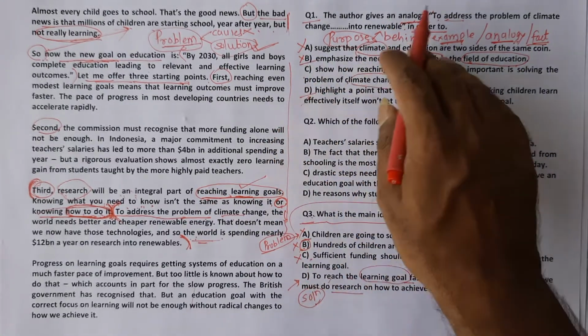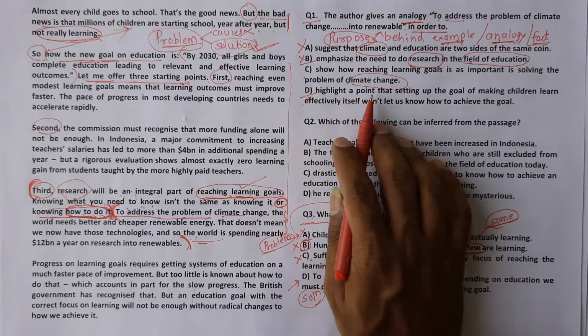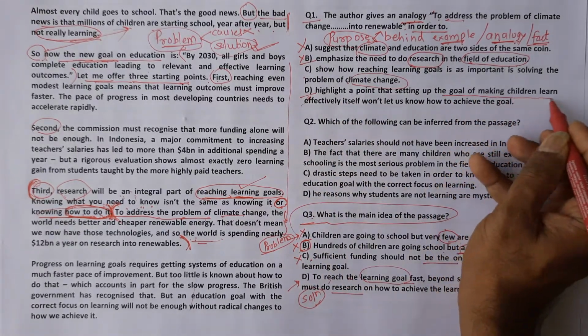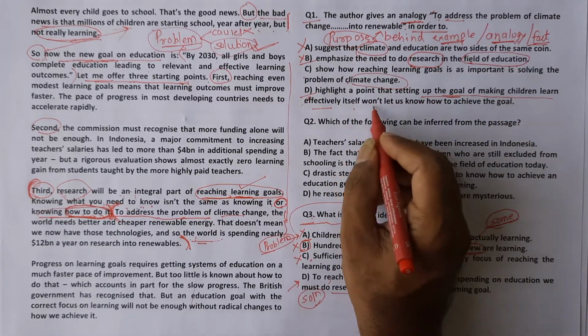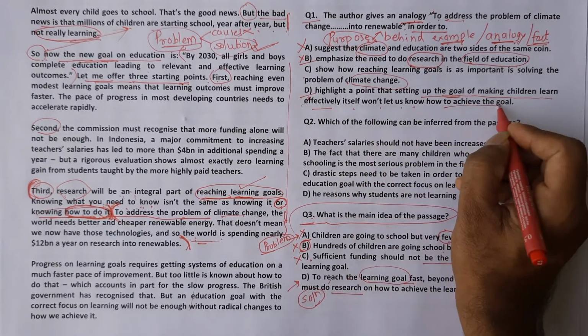So the author mentions this analogy to highlight a point that setting up the goal of making children learn, right? Setting up the goal of learning itself won't let us know how to achieve the goal.